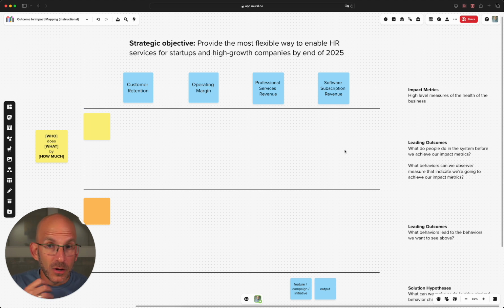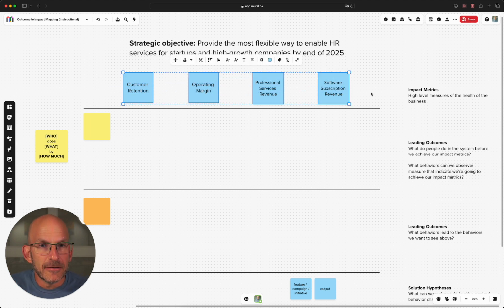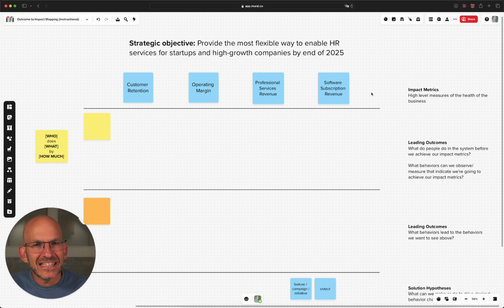Okay, so the way that we start this is we ask the organization to pick anyone. First of all, to define their strategic objective, we've done that, and then the impact metrics that they're focused on for the coming 6, 12, 18 months. And then we say, okay, great, let's pick one of those. Any one of those, right? Let's just start anywhere at all. And so for the case of this video, we're going to start with this one, software subscription revenue. That's the one we're going to start with.